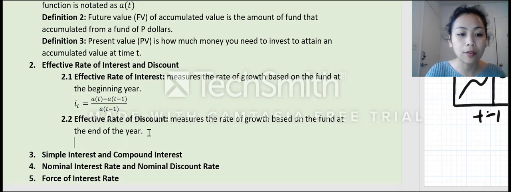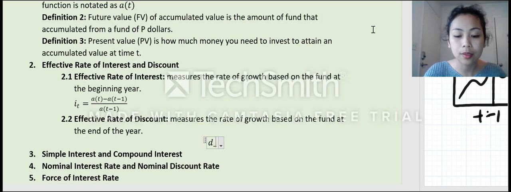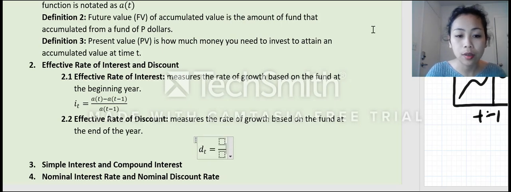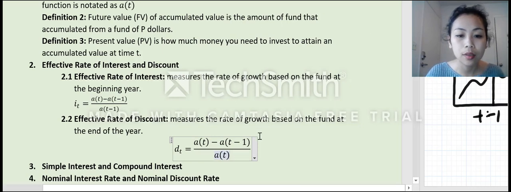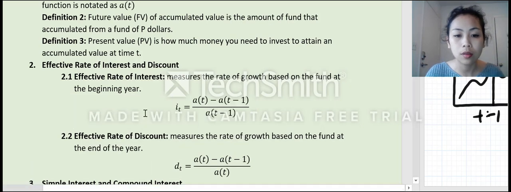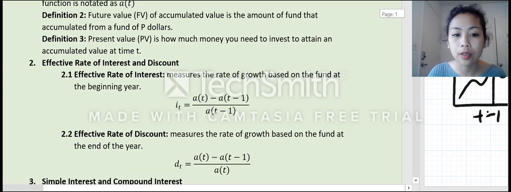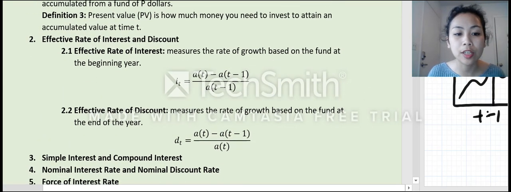And similarly, the effective rate of discount is d_t equal to (A(t) minus A(t minus 1)) over A(t). See that? So we have two rates here, the effective rate of interest and the effective rate of discount.